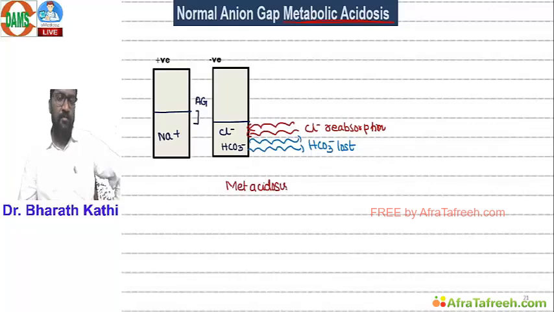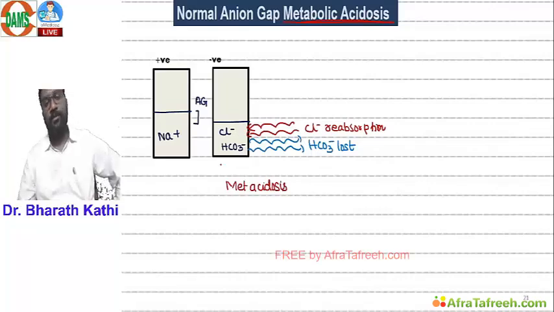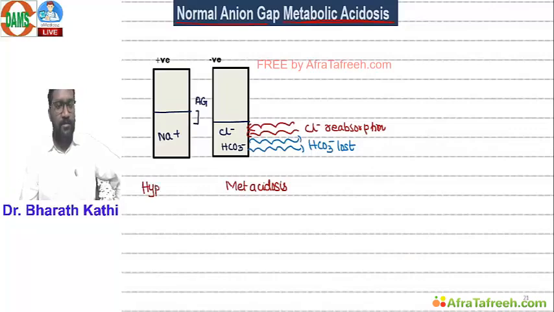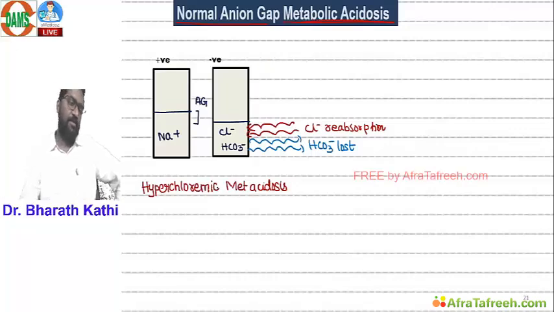Chloride has come back. So the total volume of compartment will not change, anion gap will not change. Because chloride has come back, this is sometimes also called as hyperchloremic metabolic acidosis. What is the common cause of this metabolic acidosis? Normal anion gap.